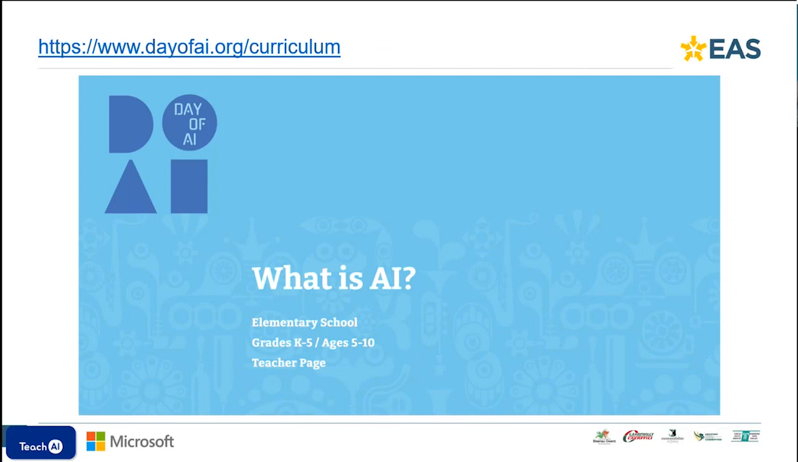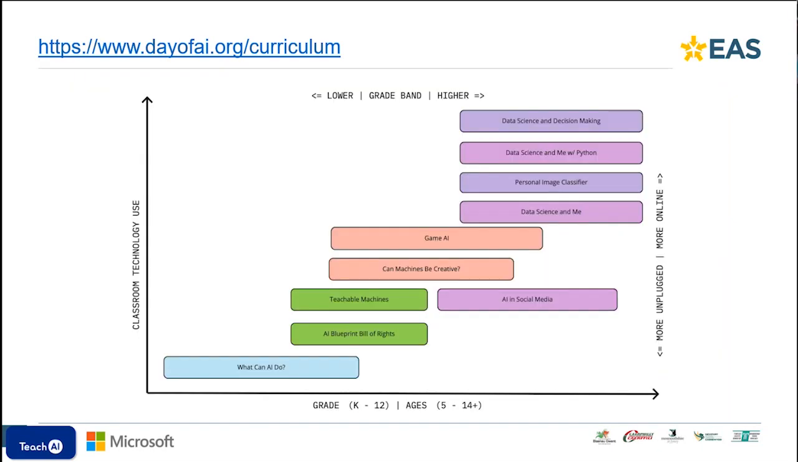And finally, the final resource that is available out there, and this will require a free sign up, is dayofai.org. And there's a huge curriculum here that goes from kindergarten all the way through to, what, I can't remember, grade 5. So as you can see there, from ages 5 to 10, and it covers the following things. What can AI do? Teachable machines, AI and social media. Can machines be creative? Game AI, and then some more of the data things as well. And what this graph does show is, obviously to the left-hand side, the earlier years, and as that moves through, to some of the more complex and challenging topics and themes later on.